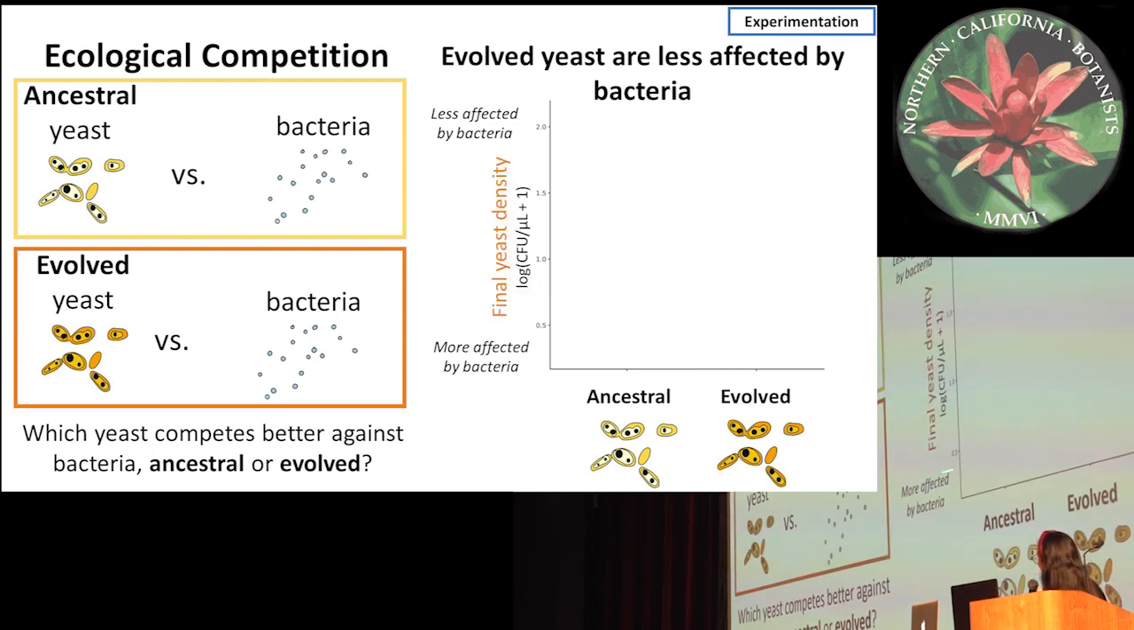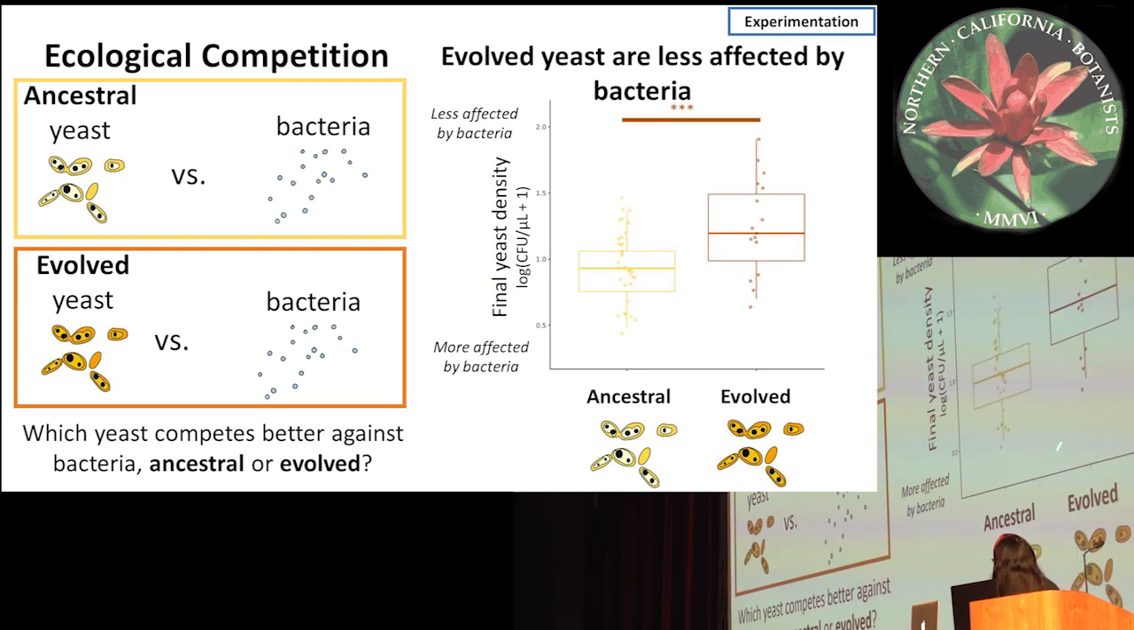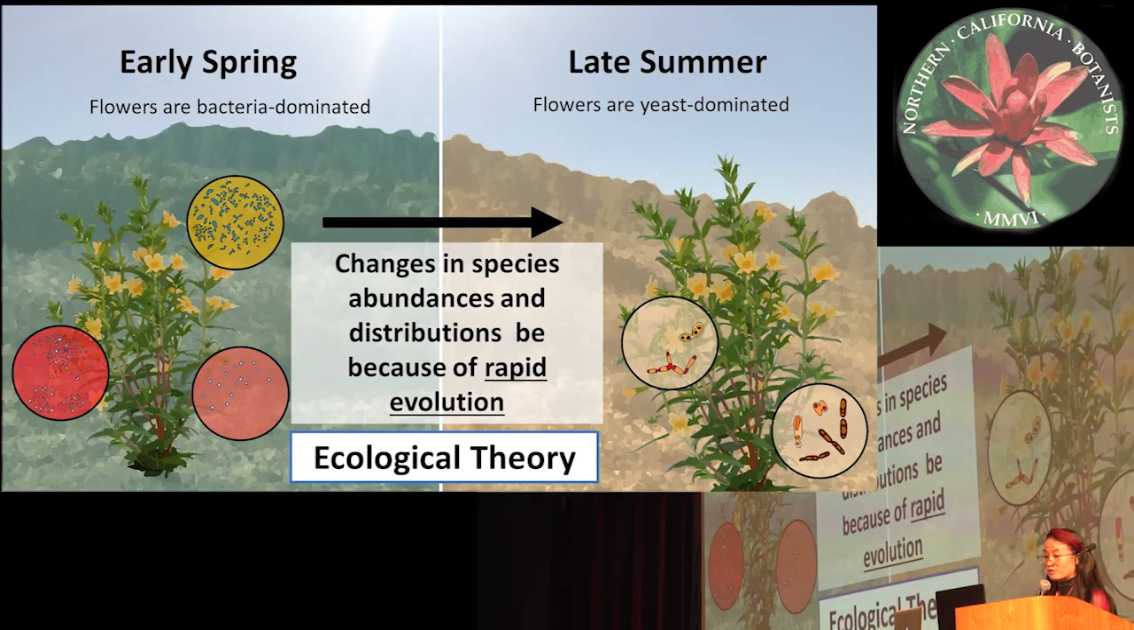I'm going to show you points that represent the final yeast density with bacteria. And what we see is that the evolved yeast grew much better in the presence of bacteria than the ancestral yeast, suggesting that we could do evolution in the lab that provides insight into these phenomena we see in the field. So as we think about changing species abundances and distributions, even over the course of just a season, the changes that we see might not be because of static competitive differences, but because of evolution that happens in extremely short time frames.